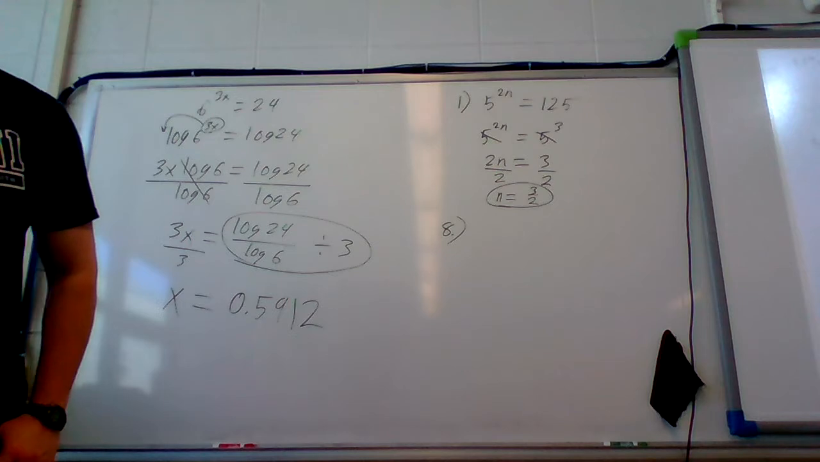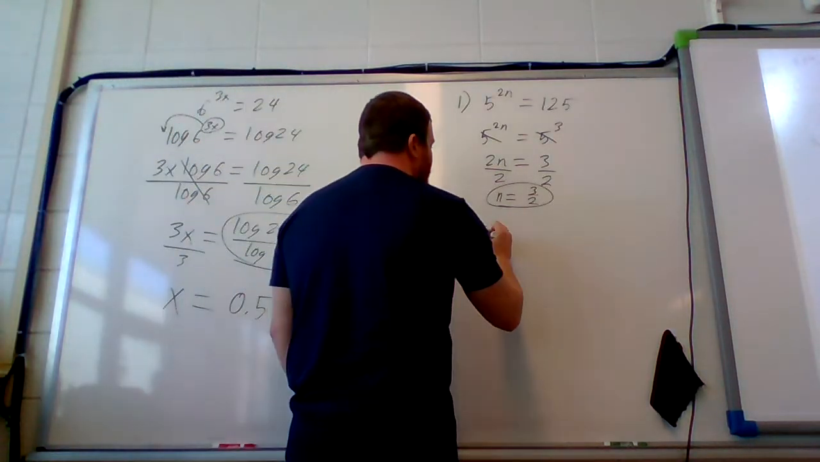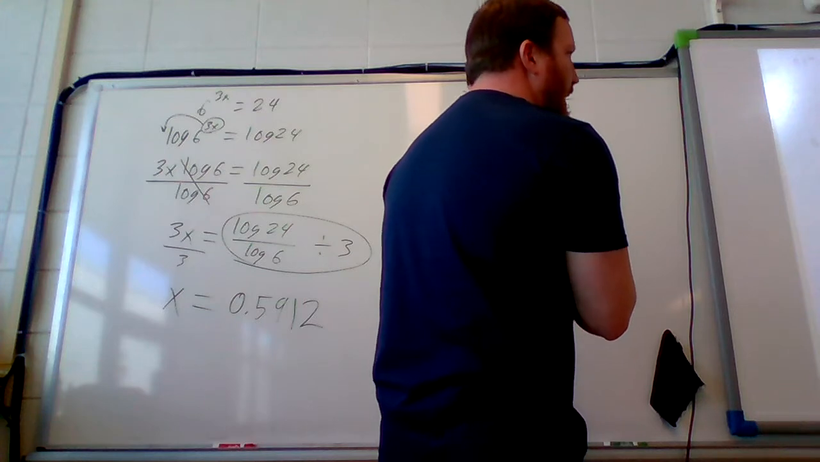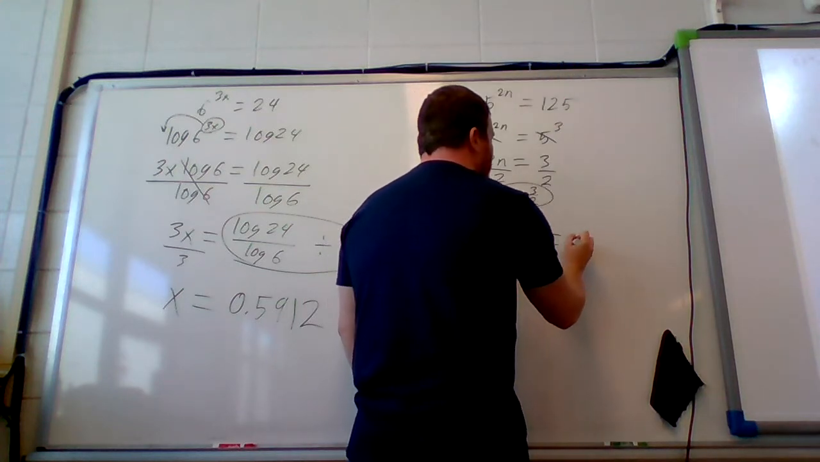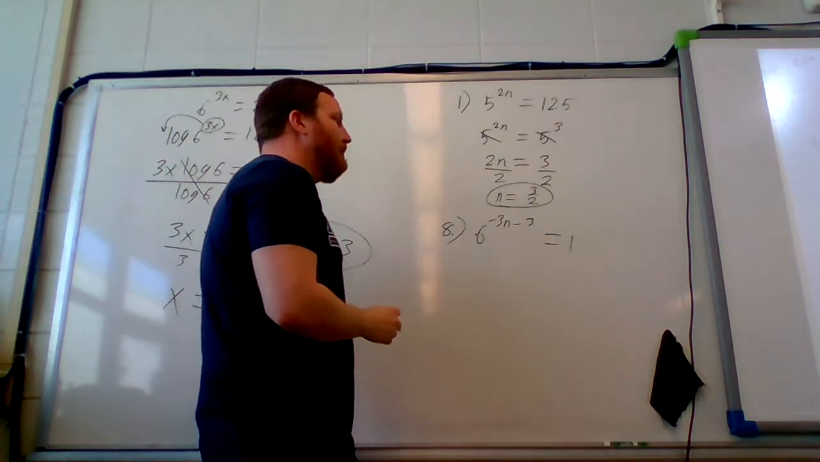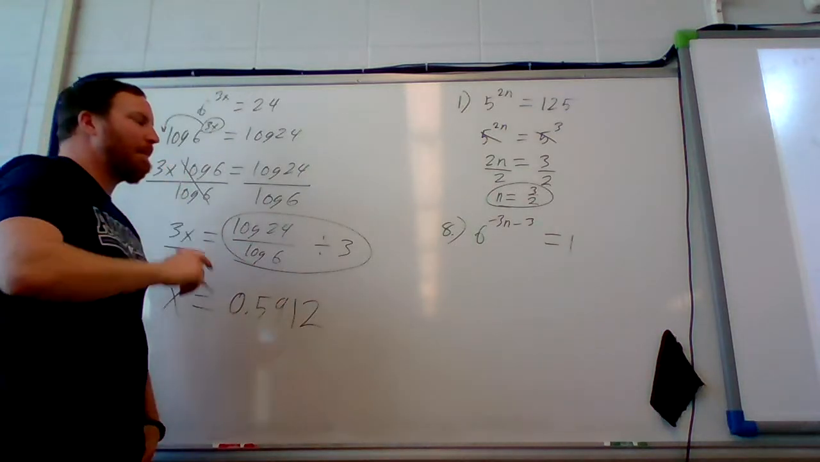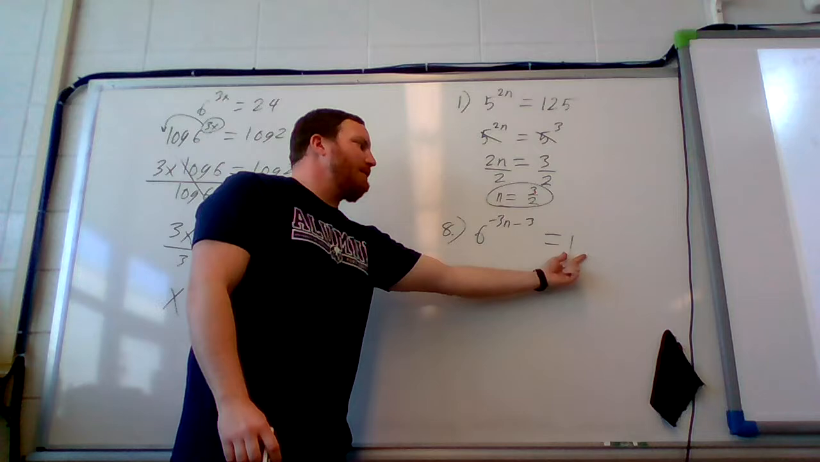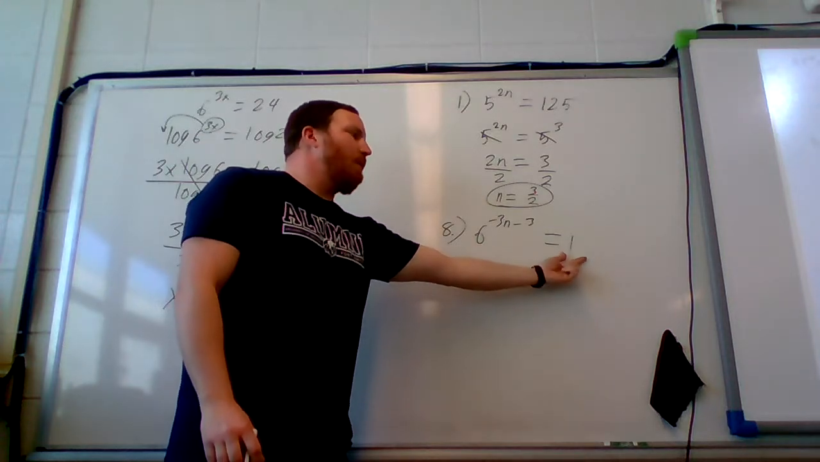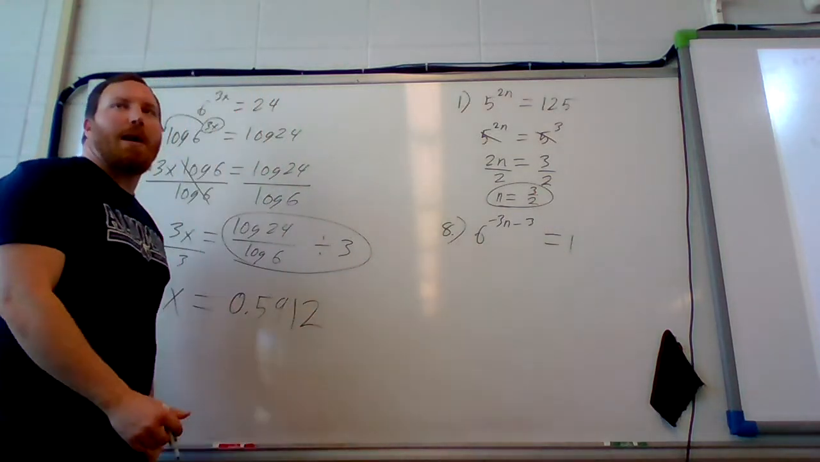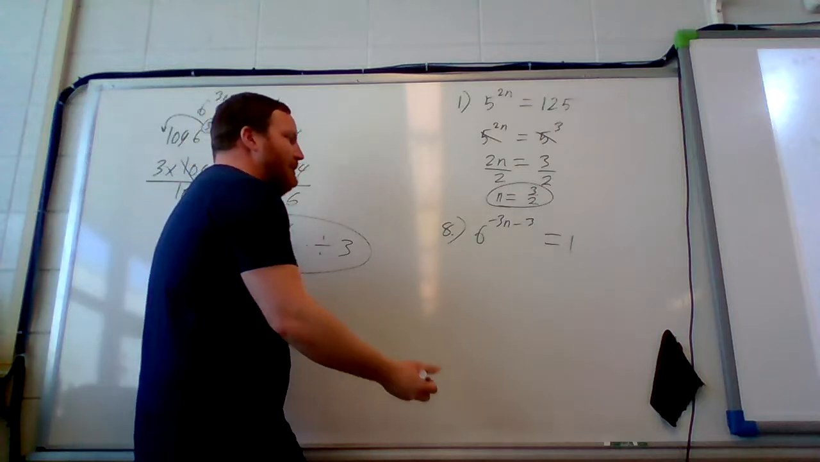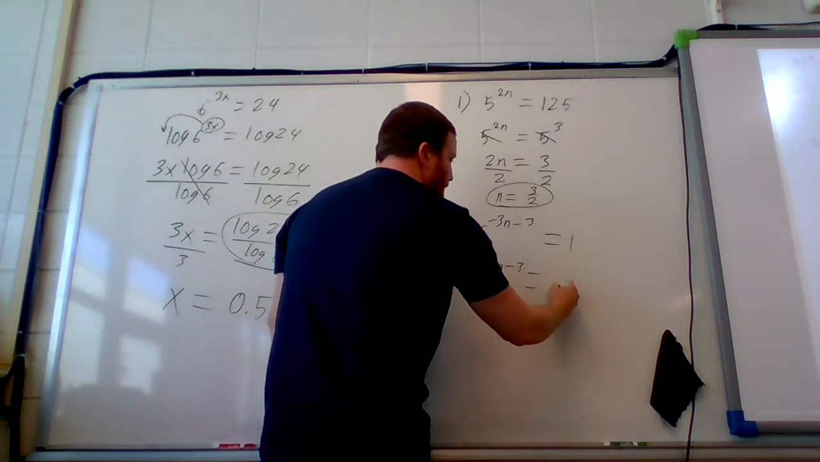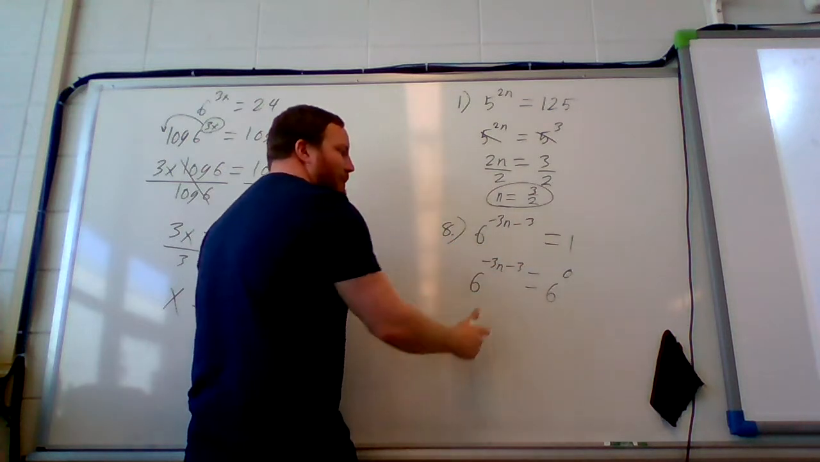Yeah, 11 too. So 6 to the negative 3n minus 3 equals 1. This was a little bit tricky. 6 is our base. How can we turn a 6 into a 1? 6 to what power gets us 1? 0. So 6 to the 0 power gets us 1.